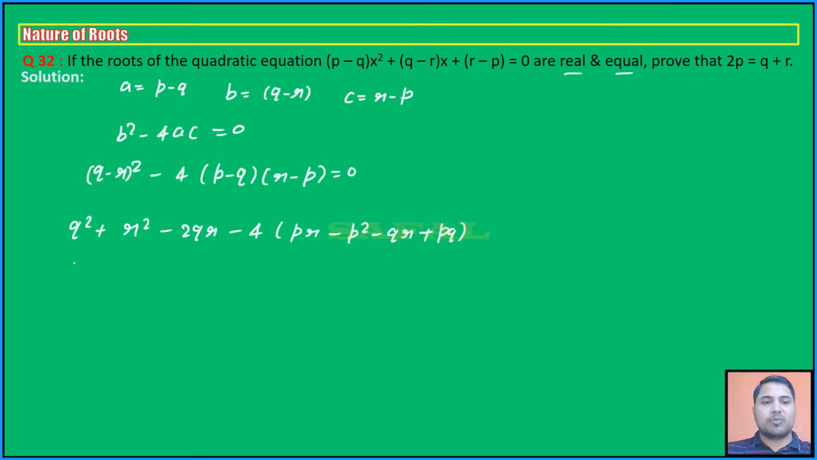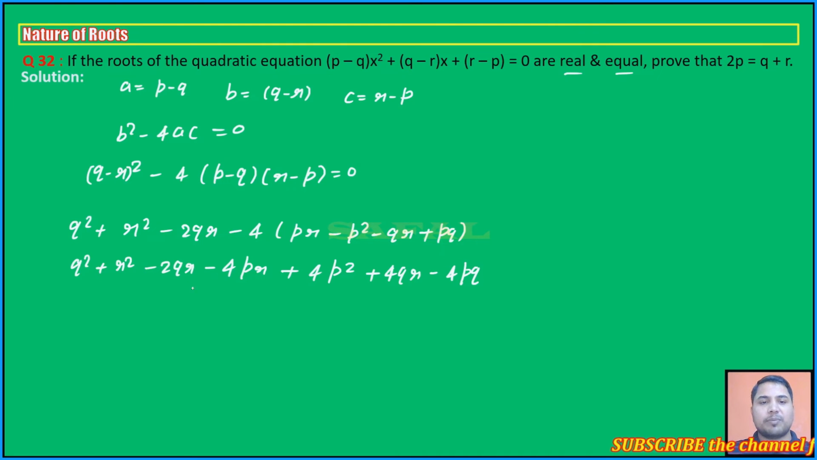तो अपने यहाँ से अपने को मिलेगा q स्क्वायर प्लस r स्क्वायर minus 2qr. This bracket I'll open. So minus 4pr plus 4p square, then minus into minus again plus, so 4qr, and minus 4 into plus pq, so minus 4pq. तो यहाँ से अपन देख रहे हैं कि minus 2qr यहाँ पे है और plus 4qr यहाँ पे है. So this q square I can write, r square also I can write in the bracket.